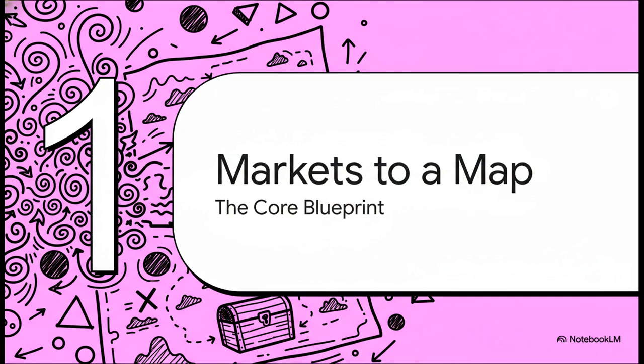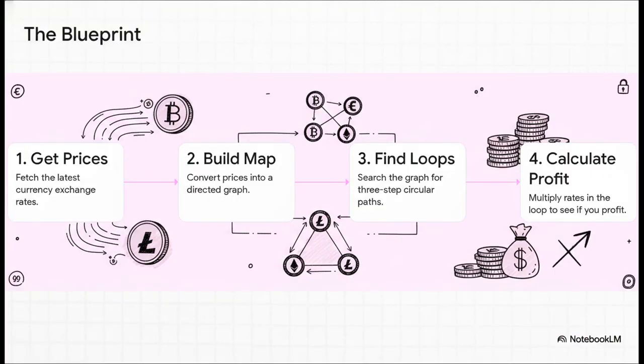So, how do you even start to look for these things? I mean, the crypto market is just this chaotic sea of data flying everywhere, right? You need a blueprint. The whole idea is to take all that noise and turn it into a clear, usable map. Basically, a treasure map, where the profits are marked with an X. At its heart, the process really boils down to four main steps. First, you've got to grab all the latest prices you can. Second, you build that map. Programmers call it a directed graph. But think of it like this. Every currency is a city, and the exchange rates are like one-way streets connecting them.